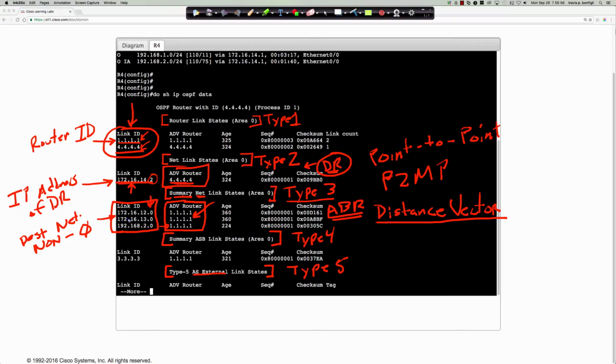And the summary just basically says, hey, here's some networks. If you need to get to them, come to me. And remember, EIGRP, it's the same thing. It's routing by rumor. You're trusting your neighbor. You only know how to get to the networks that your neighbor is telling you about. And so that is that distance vector behavior.